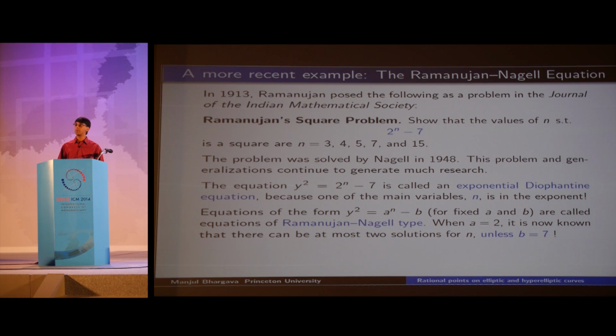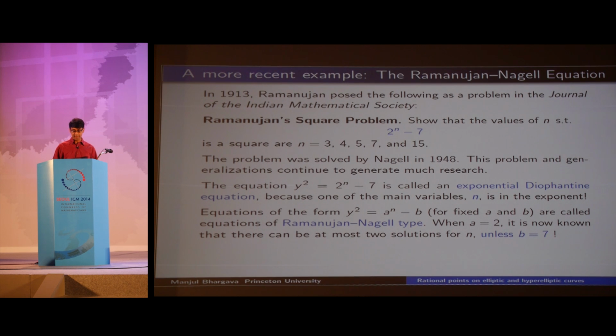And when a equals 2, in other words, looking at equations of the form y squared equals 2 to the n minus b, it's now known that there can be at most 2 solutions to that equation, unless b equals 7, in which case there were 5 solutions, as Ramanujan found. So the example that Ramanujan put forth was not a random one. It was very special. It's the only such equation that has so many solutions. Typically, it's now known that you can have at most 2 solutions.